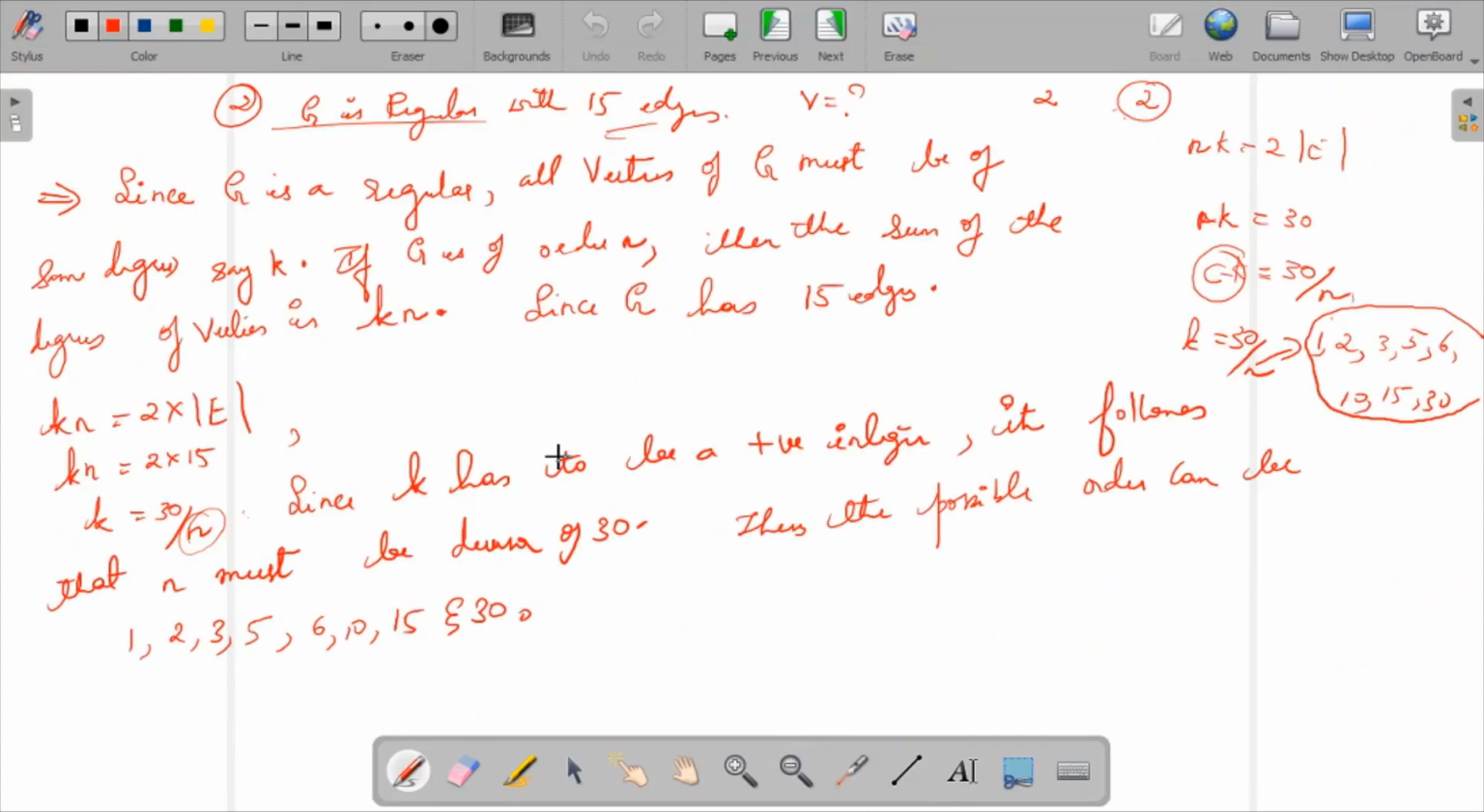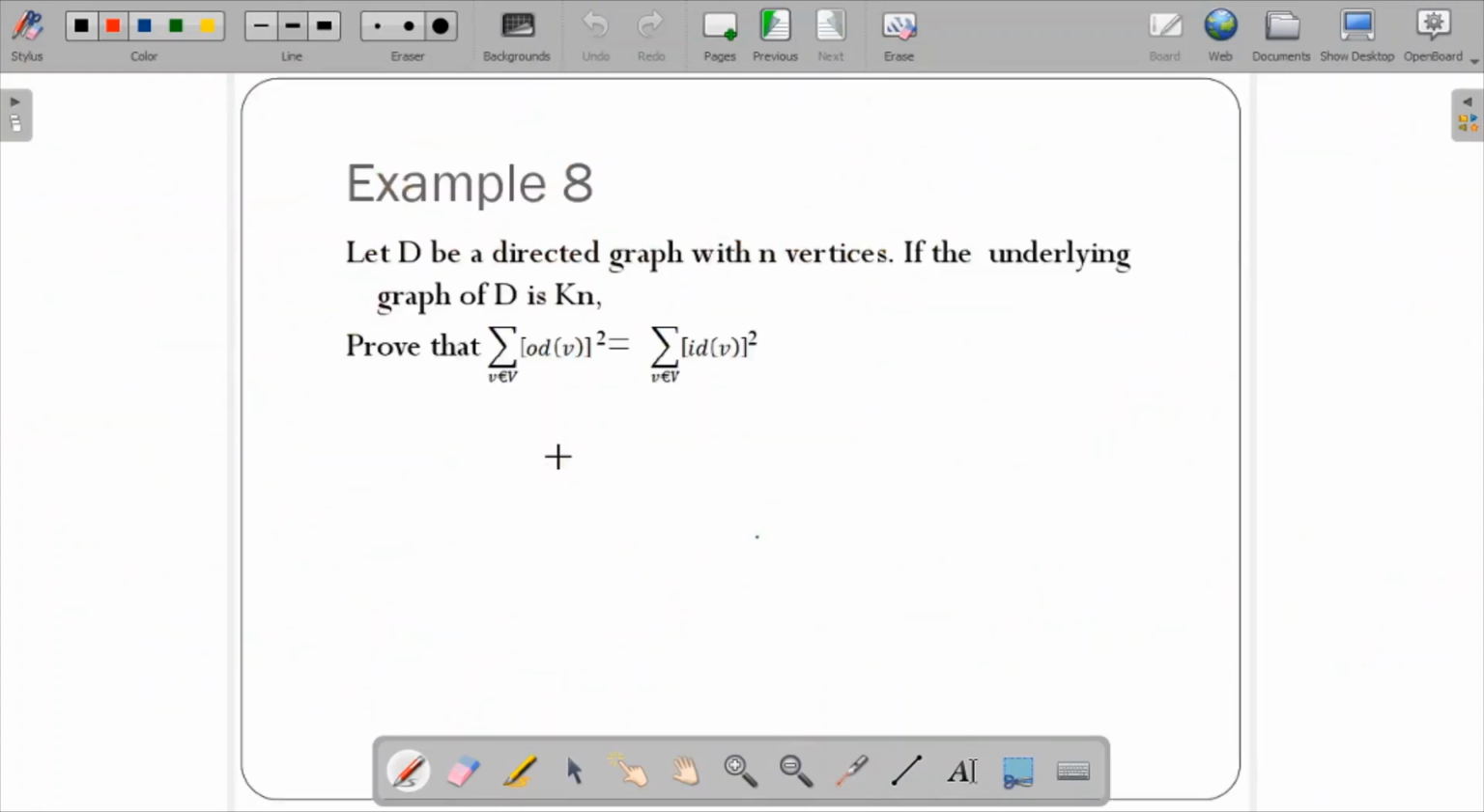Next problem is based on this: let D be a directed graph with n vertices. If the underlying graph of D is Kn, prove that the summation of out-degree of vertices whole square is equal to the summation of in-degree of vertices whole square.